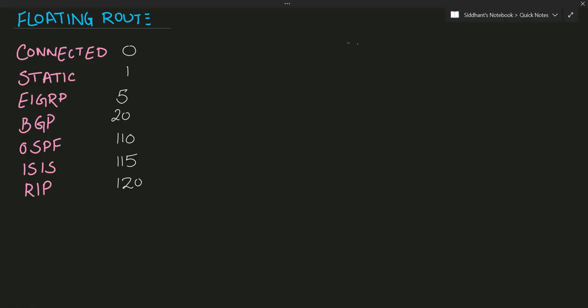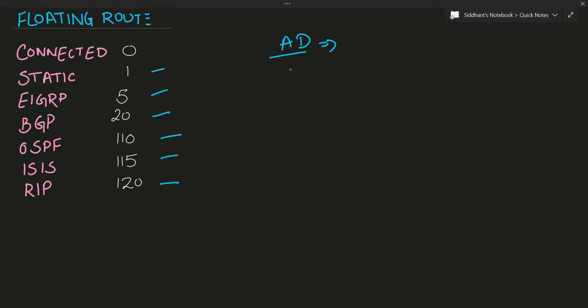Before going to the floating route, we have to know a concept called AD, which is administrative distance. Each route in a route table will have some administrative distance. For example, if it is a connected route, AD will be 0. For a static route, AD will be 1. For EIGRP it will be 5, 20 for BGP, 110 for OSPF, 115 for ISIS, and 120 for RIP.